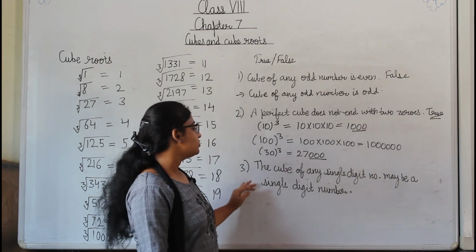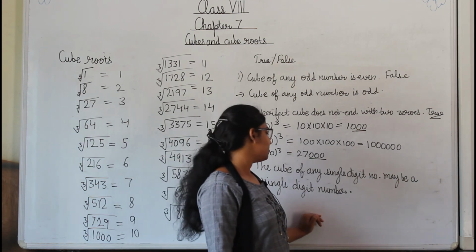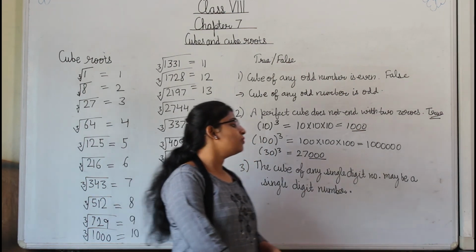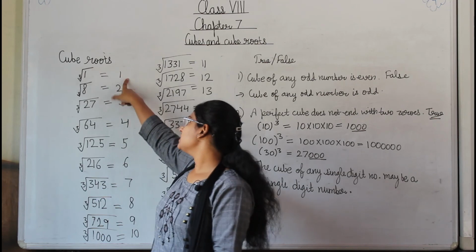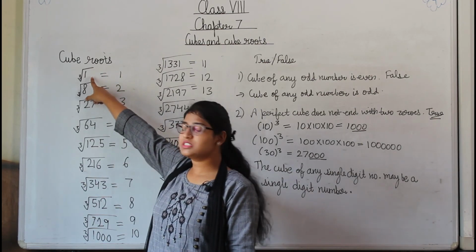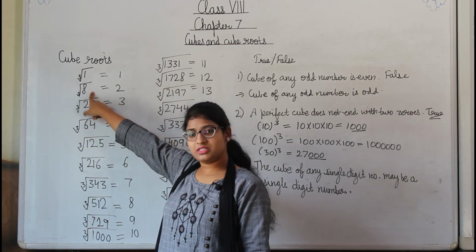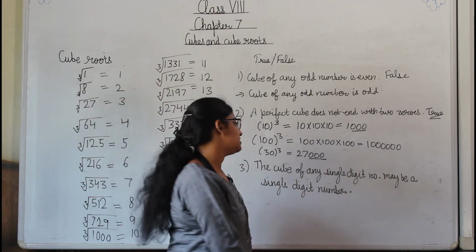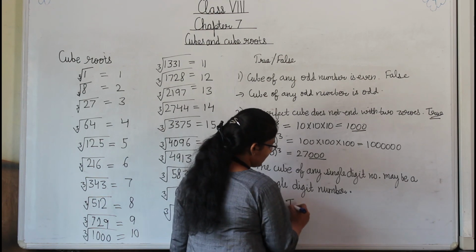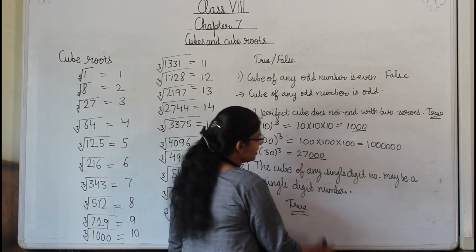Okay. Now the third one is: the cube of any single digit number may be a single digit number. Here 1 is a single digit number. What is its cube? 1. 2 is a single digit number, its cube is 8, a single digit number. So this statement is true that the cube of a single digit number may be a single digit number.